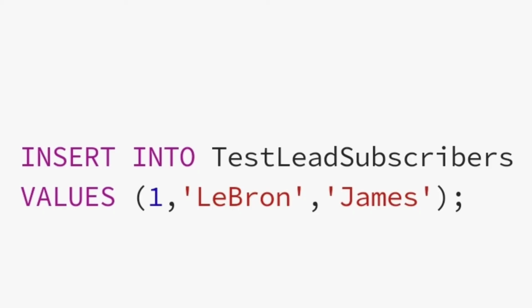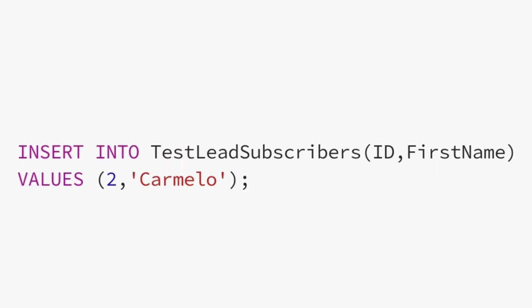Insert into test lead subscribers, values 1, LeBron, and James. This will create a record that has the values 1 for ID, LeBron for first name, and James for last name. Now let's try insert into test lead subscribers, ID, first name, values 2, and Carmelo. This will create a record that has the values 2 for ID and Carmelo for first name, and the third field last name will have an empty value because we didn't specify a value for it.